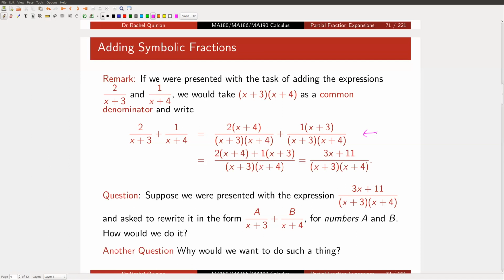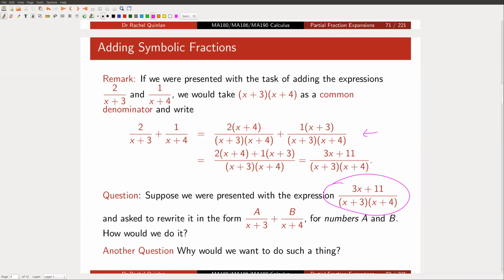Okay, that's fine. The question is, supposing that instead you were presented with the expression, which is the answer to that addition question, 3x plus 11 over x plus 3 times x plus 4, and asked to rewrite it in the form some number over x plus 3 plus some number over x plus 4. How would you do it? Can you always do it?